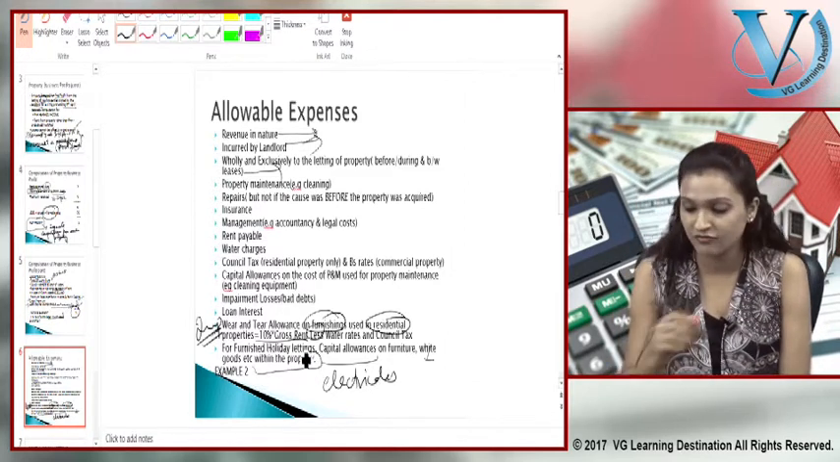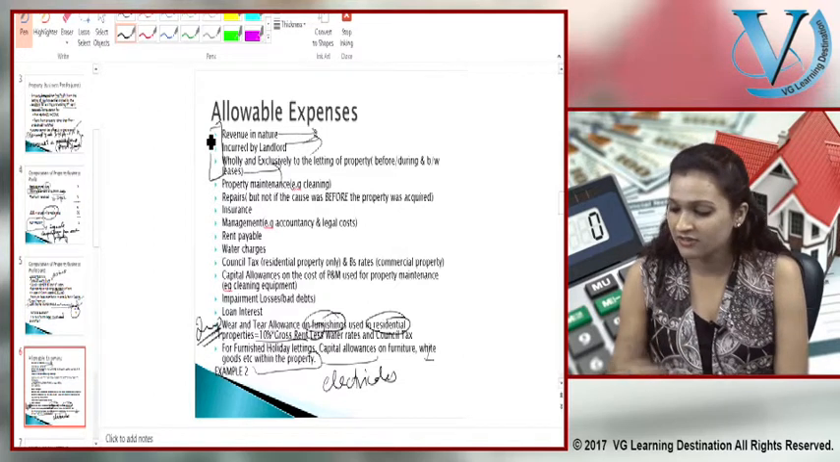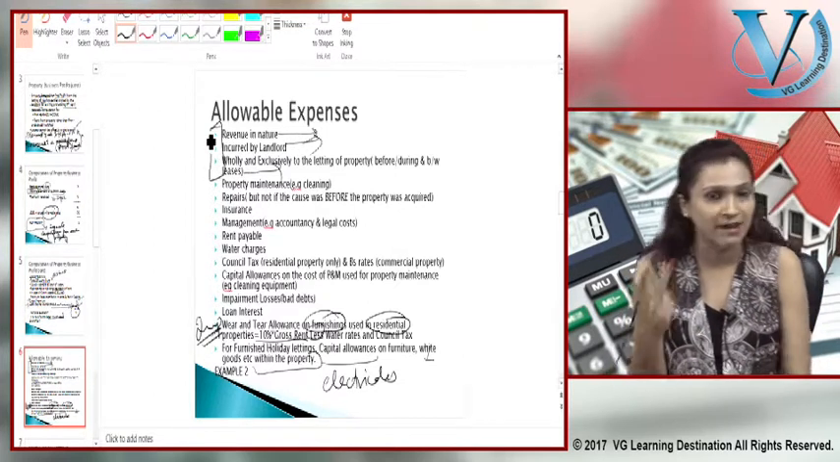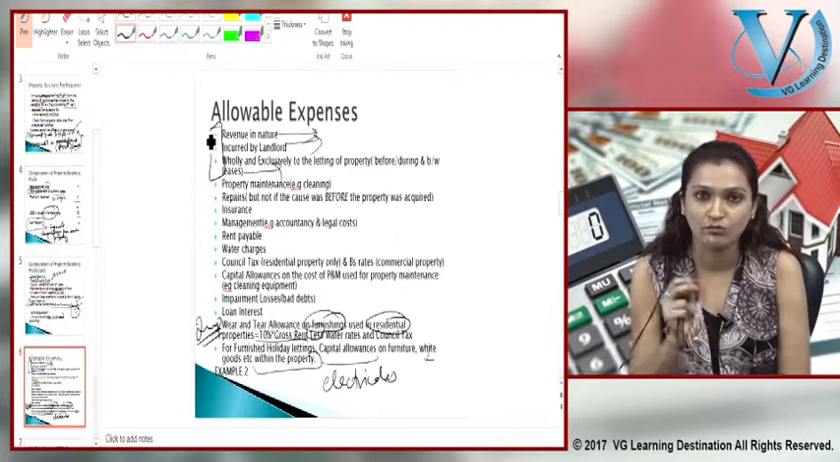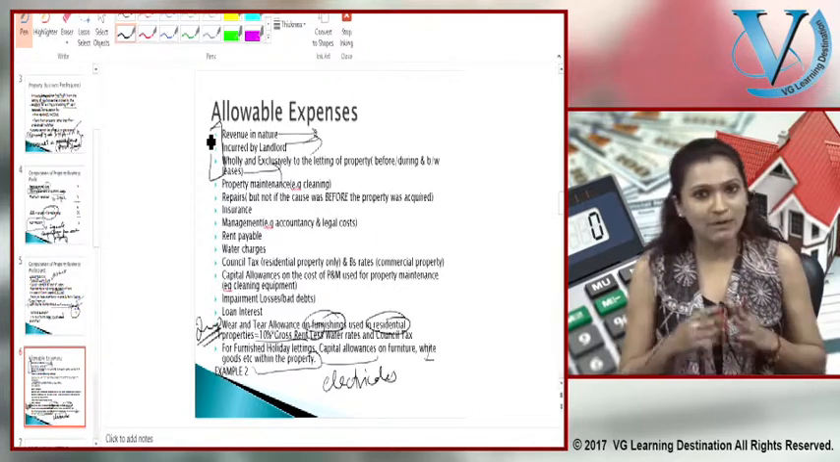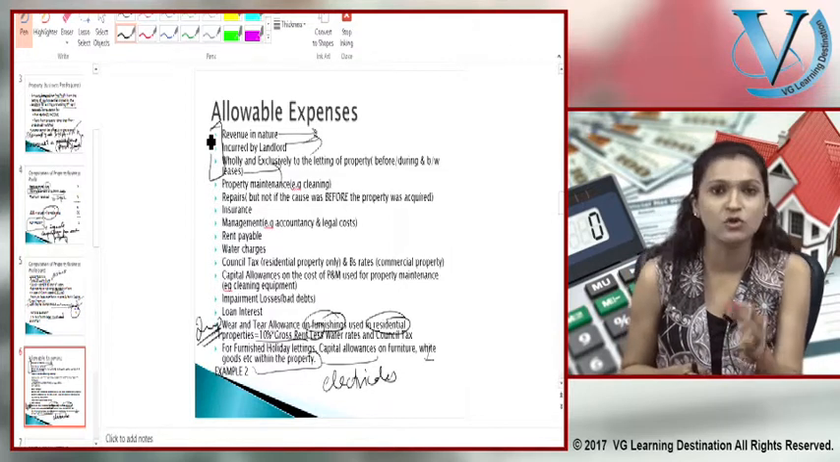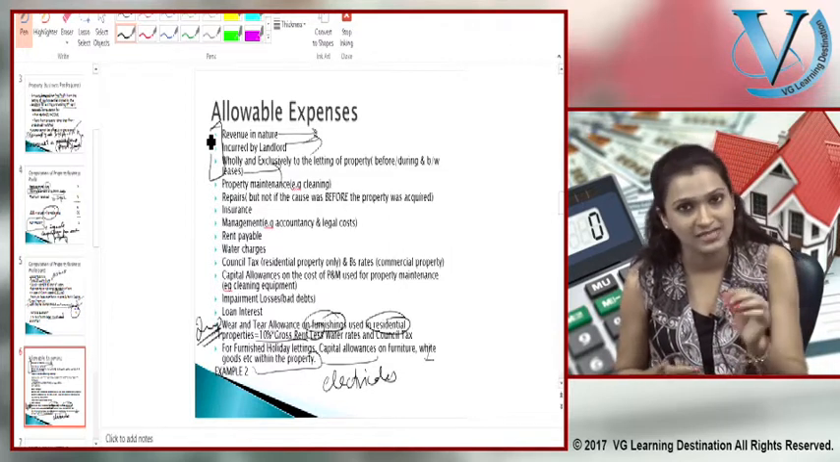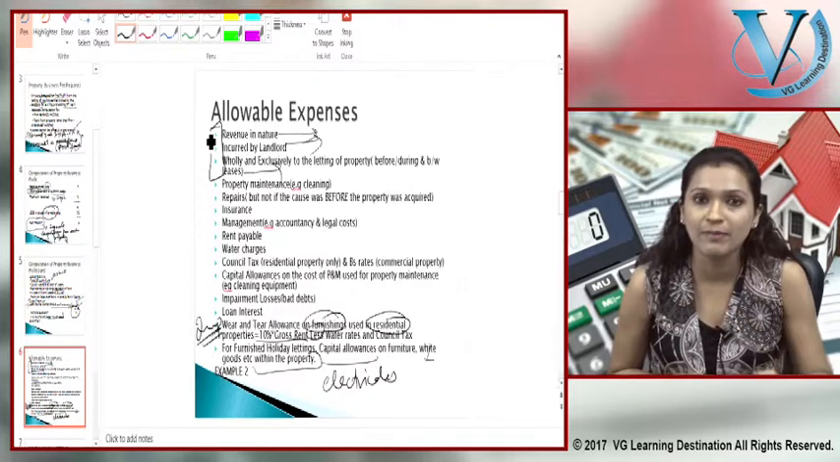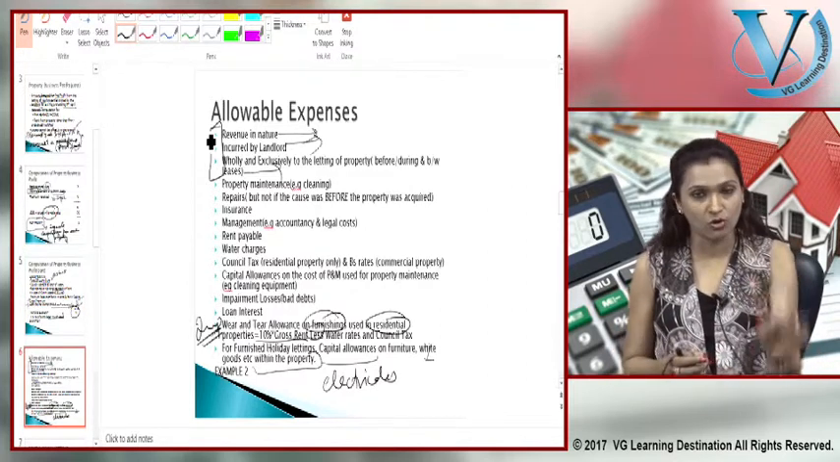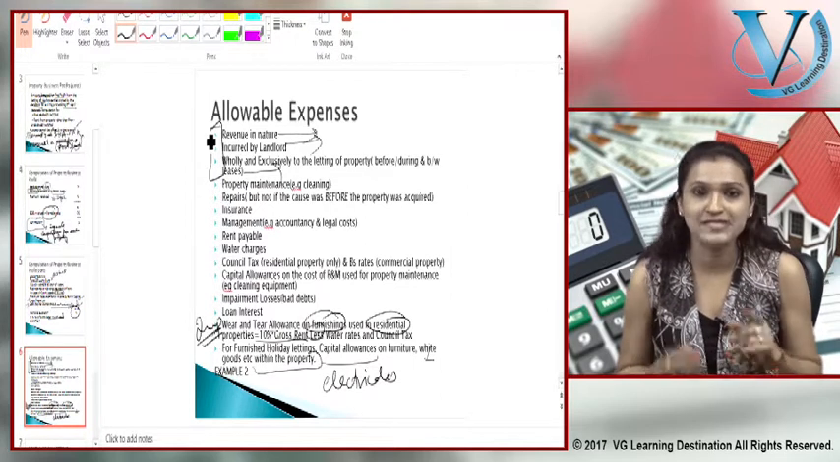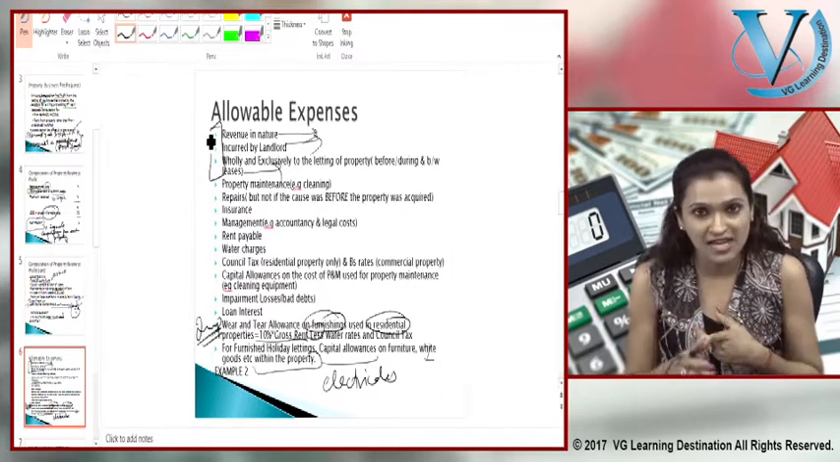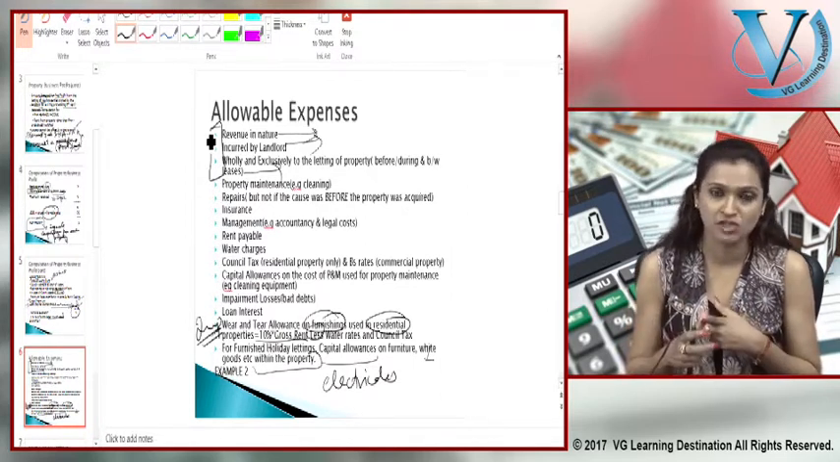Apart from these, the general rule is that what? It is revenue in nature, it is incurred by the landlord, it is wholly and exclusively for the said property itself. The others would be given to you, more or less you will be able to make out whether or not it is pertaining to the said property. What would never be given to you and you need to calculate on your own is your wear and tear allowance if the said property is a residential property and it is a furnished property.